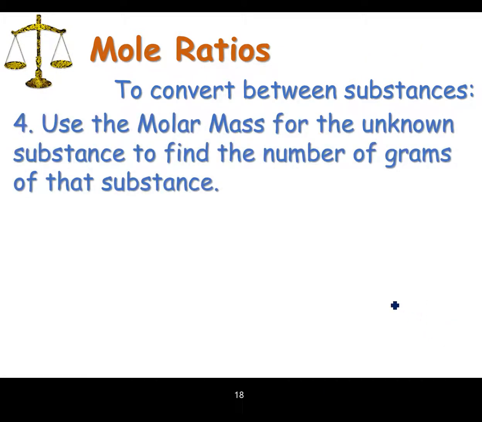Now the last thing that we're going to do, now that we have gone full circle: we started with grams, I'm going to say grams of substance A. We went into moles of substance A. Then we went into moles of the unknown. I'll say that's moles of substance B. We now have to go back into grams of substance B. So this is going to require that we use molar mass for the unknown substance. So molar mass of substance B.